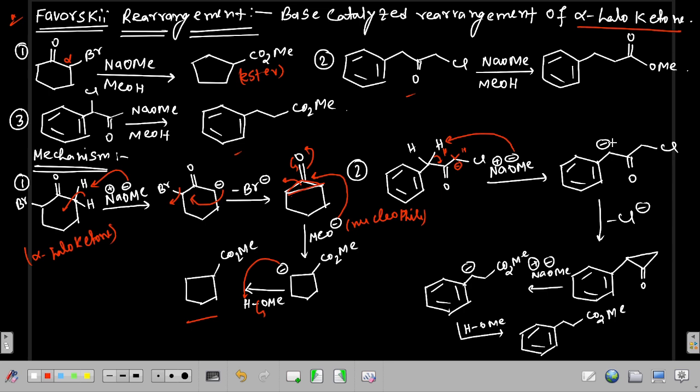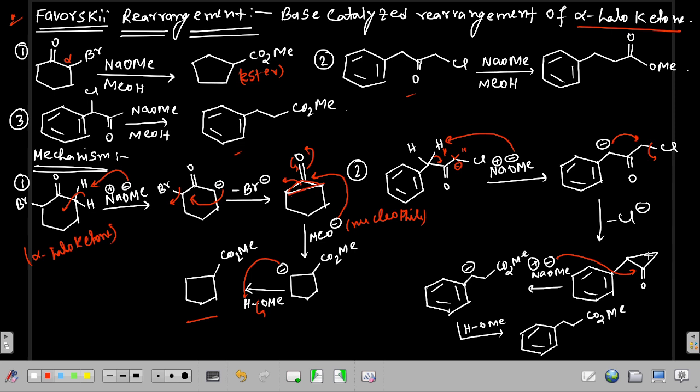Next step, this anion will attack this carbon, and it leads to the removal of this chloride. So it leads to the formation of again a cyclopentanone type of species. This species is not stable enough, so it undergoes attack by this methoxide ion.